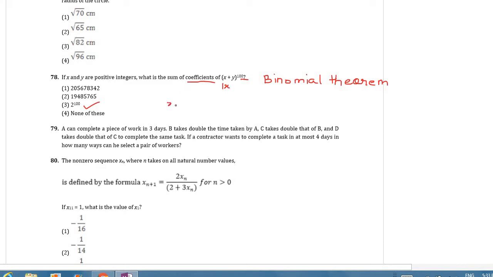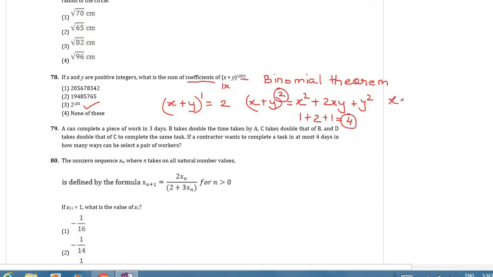So what I would do is ask what is the sum of coefficients for x plus y raised to 1. Here x is 1, y is 1, and their sum of coefficients is 2. So when this is 1, this is 2. Consider x plus y the whole square. The sum of coefficients would be, because this is nothing but x square plus 2xy plus y square, the coefficients here are 1 plus 2 plus 1 equal to 4. So when this is 2, this is 4.